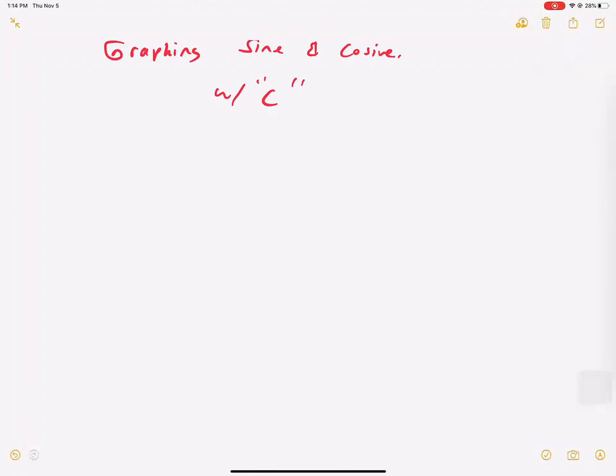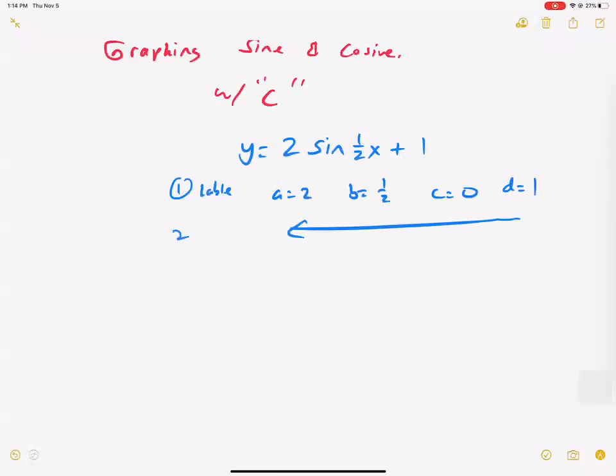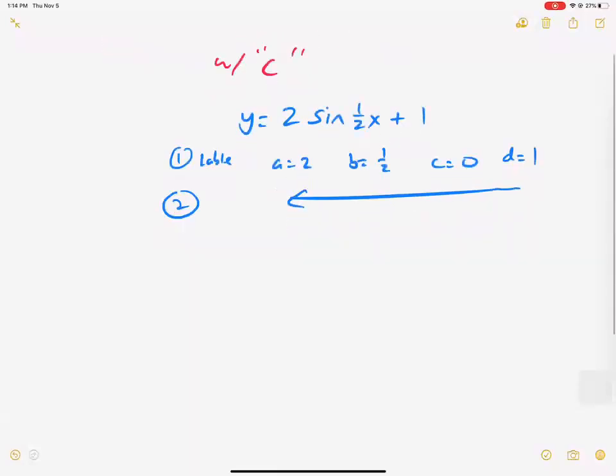So graphing from before, last time in Mr. Ko's class, if we said y is equal to 2 sine of 1/2 x plus 1, okay? So we've seen this, very similar values, nothing new. First step is to label A, B, C, D. A is 2, B is 1/2, C is 0, because no parentheses, no C, and D is equal to 1. And we talked about graphing it from right to left. Step 2 is start graphing from right to left.